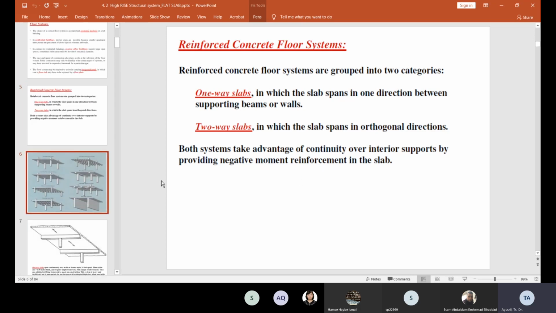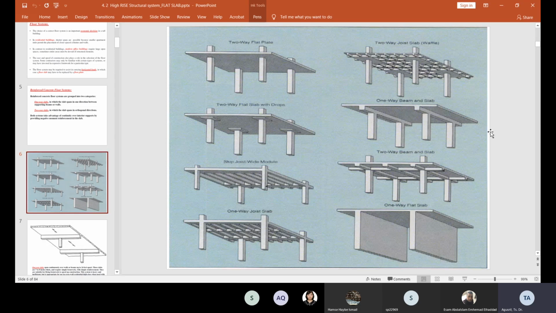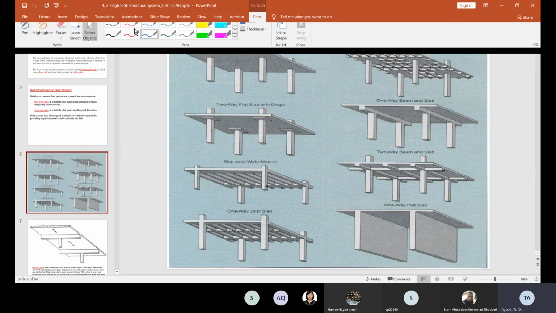Okay, and then after that, you can see here this is the type of the flat slab. We have the two-way flat plate or flat slab. In this one, the load will be transferred directly to the column. Okay, and then the next option is two-way flat slab with drop. Actually, the function of the drop is to cater for the punching shear. Okay, because you know, the same thing like when you design for beam.